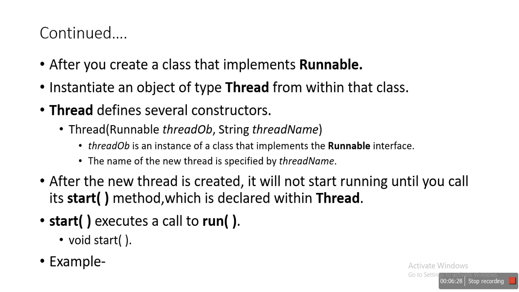But just remember, instantiate an object of type Thread from within that class. From within that class means the class which is implementing the Runnable interface. You should create an object of that thread. Okay. Now Thread defines several constructors. So we create an object of that particular class and pass that object within a Thread constructor.